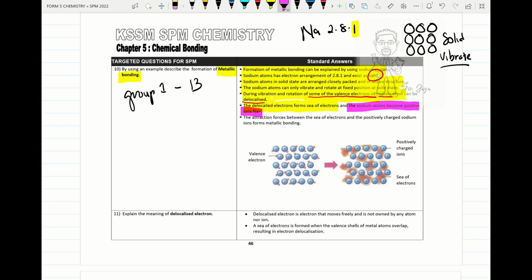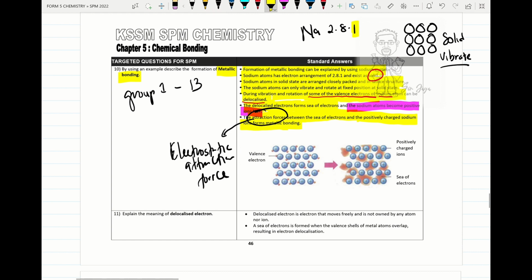All right, so the sodium atom that donates the electron or delocalizes the electron becomes a positive ion. The attraction forces between the sea of electrons and the positively charged ion, which is the sodium ion, form metallic bonding. And please remember, the type of attraction forces is known as electrostatic attraction forces between the sea of electrons and positively charged sodium ions, which form metallic bonding.